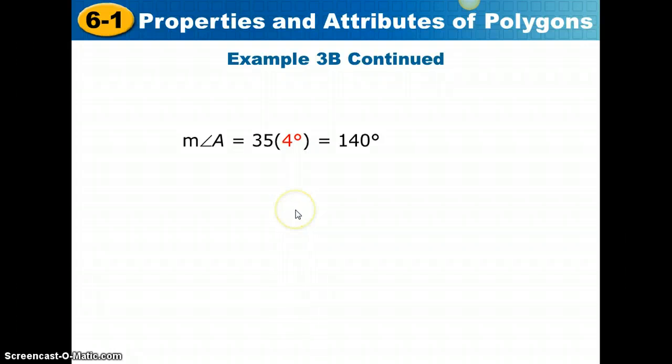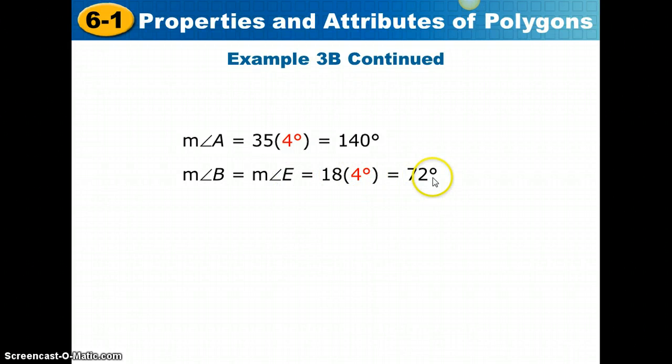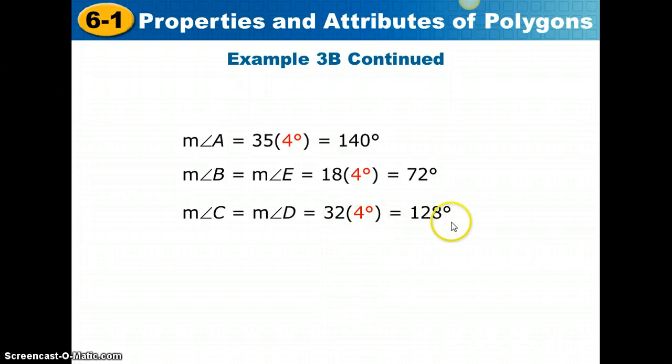So to find each angle measure, we need only plug in 4 for c. So the measure of angle A is 35 times 4, or 140 degrees. B and E are 18 times 4, which is 72 degrees. C and D are 32 times 4, which is 128 degrees. So these 3 measurements represent all 5 angle measures.